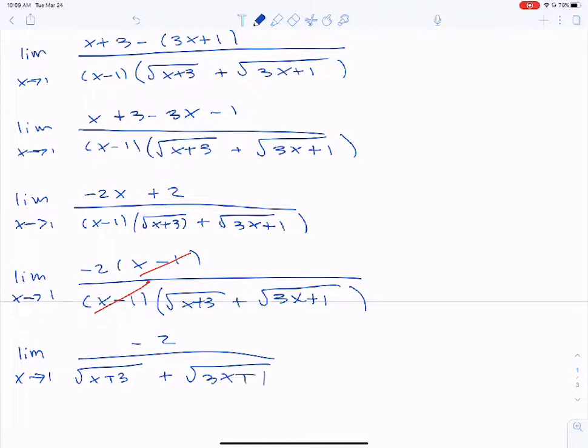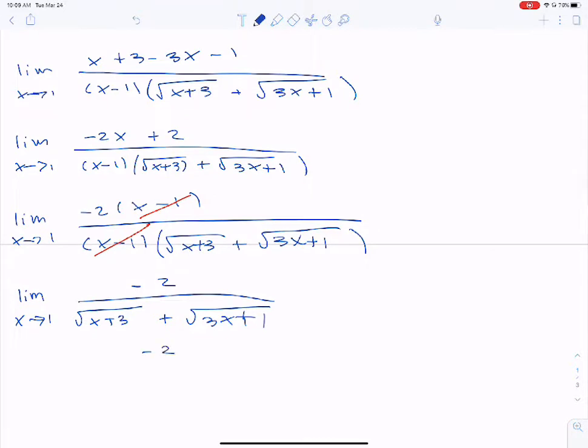So in this case, I'm going to get, that's a plus. What do I get? I get negative 2 over 1 plus 3 is 4, square root of 4 is 2, plus 3 plus 1 is 4, square root of 4 is 2, so I get that. So negative 2 over 4, which is negative 1/2. In regards to that one, are there any follow-ups?